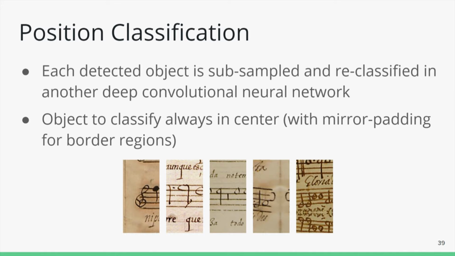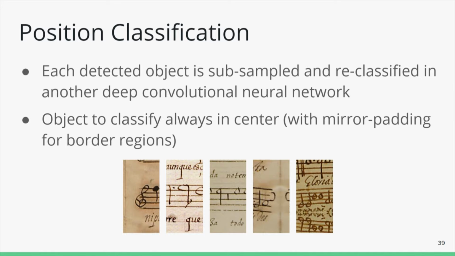So we crop out a sub-image, we subsample the image where we have a detected object, and trained another deep convolutional neural network to classify the vertical position. The object that we wanted to classify was always placed in the center. And in case we reached the end of the page, which can easily happen, we mirror padded the image to make it look more realistic and not have big black regions all of a sudden in the image, which might confuse the network even more.